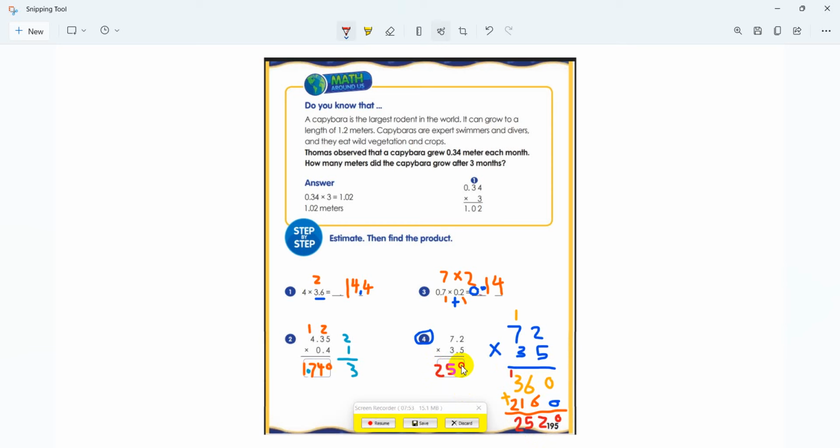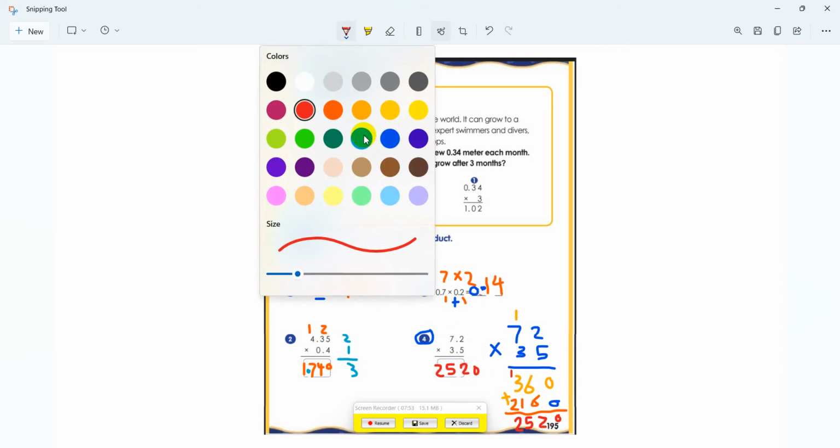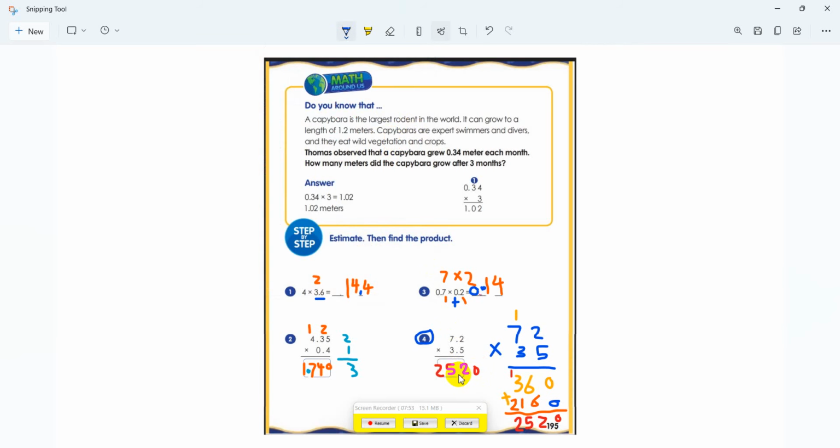Then we put the decimal point after how many digits? After 2 digits. Why? Because here it's 1 digit after the decimal point, and here also 1 digit. So we add the places. 1 plus 1 equals 2, you know. So we put the decimal point here. So when you multiply 7.2 multiplied by 3.5 it equals 25.2. 25.2 or 25.20, the same.